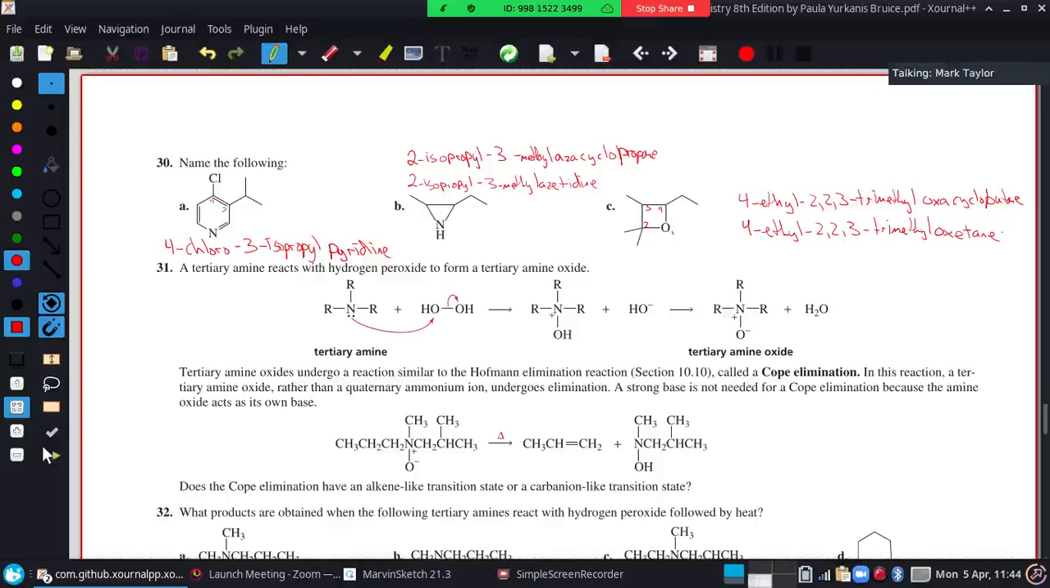Let's see, when we're breaking it off, we're breaking that bond there or this bond. But this would leave us a very substituted alkene. That would be the easiest one, so we always get that least substituted. And it wants to know, does this Cope elimination have an alkene-like transition state or a carbanion-like transition state?